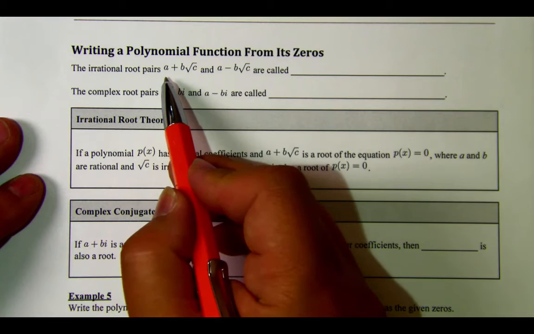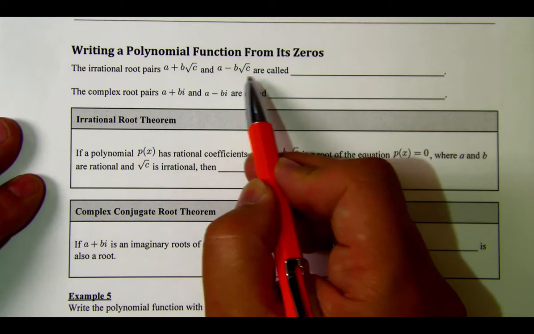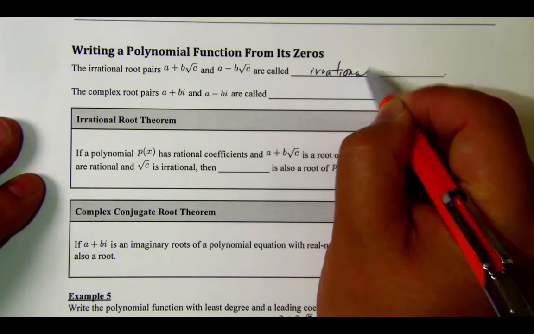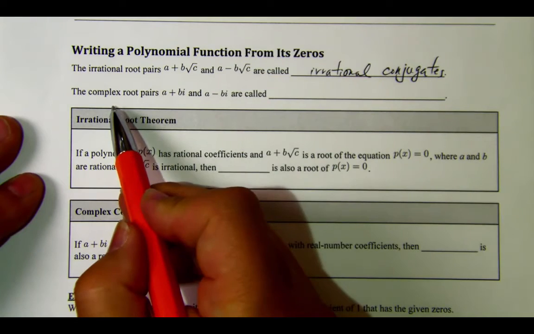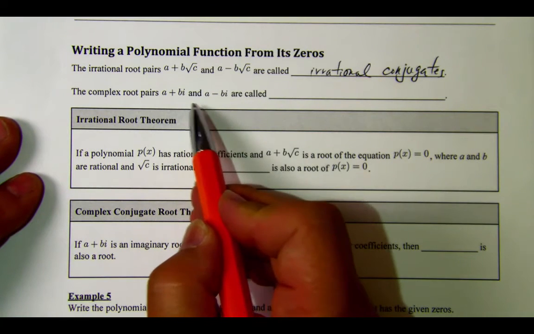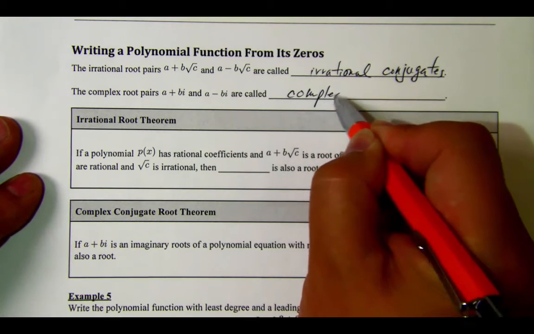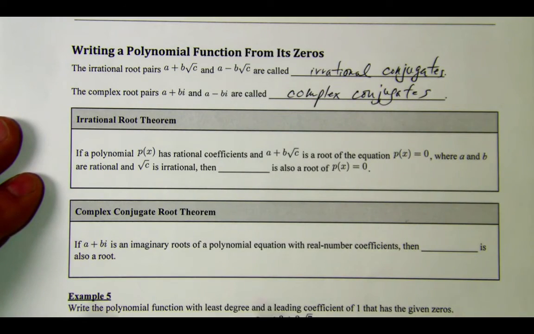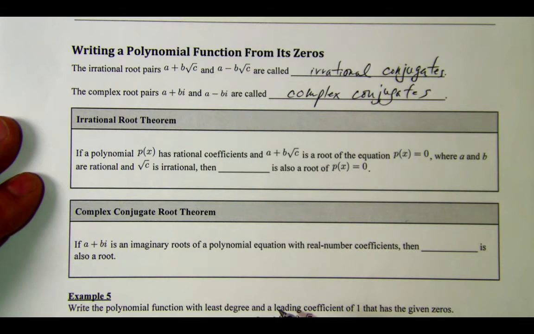Irrational root pairs, like a plus b root c and a minus b root c, are called irrational conjugates. And complex root pairs, a plus bi and a minus bi, called, that's right, complex conjugates. So basically, if you change the sign in the middle, it's called complex conjugates or irrational conjugates.